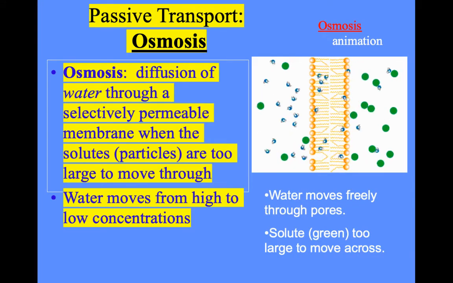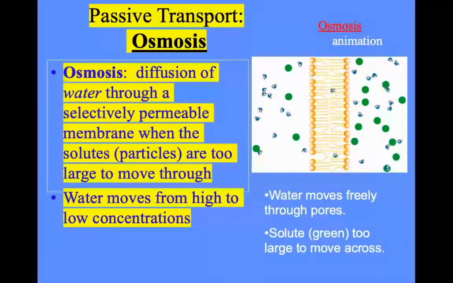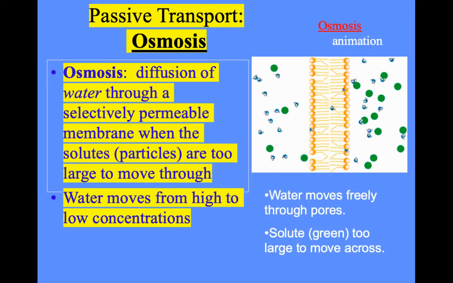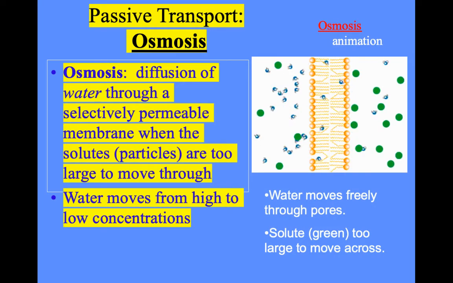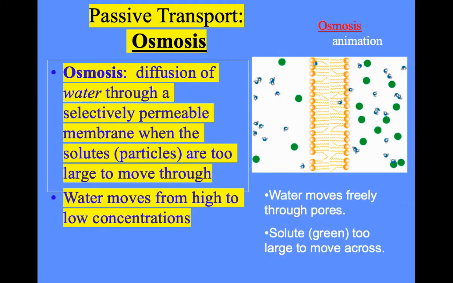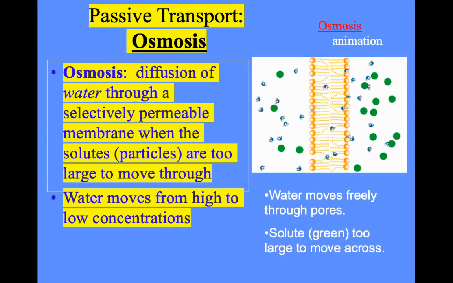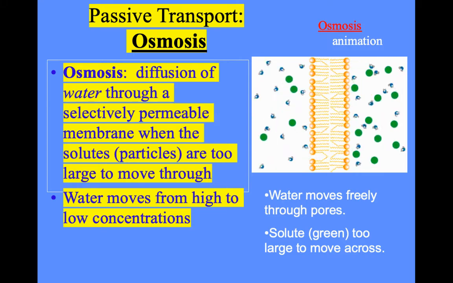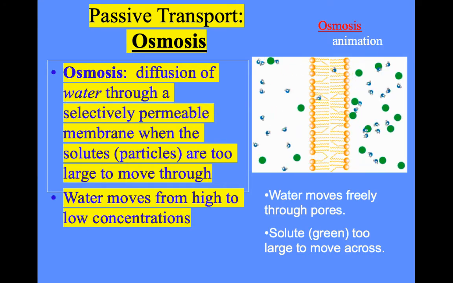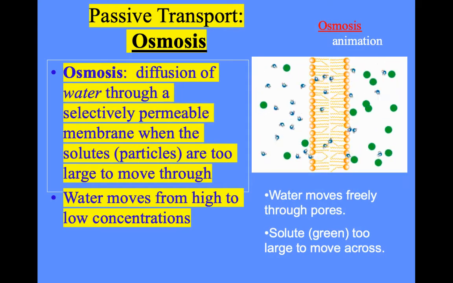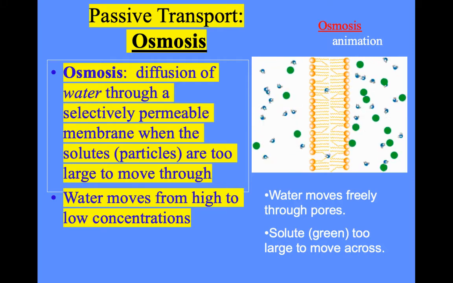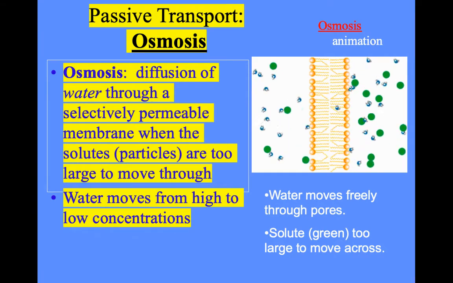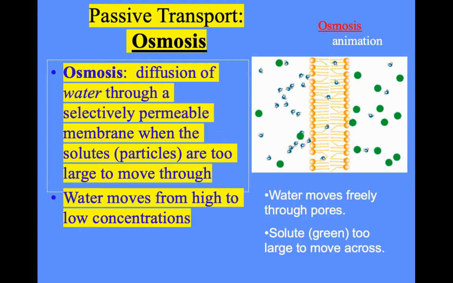The next type of passive transport we're going to explore is called osmosis. Osmosis is the diffusion of water through a selectively permeable membrane when the solutes or particles are too large to move through it. So instead, water moves from high to low concentration to balance out the concentration of solutes. In other words, it waters them down.